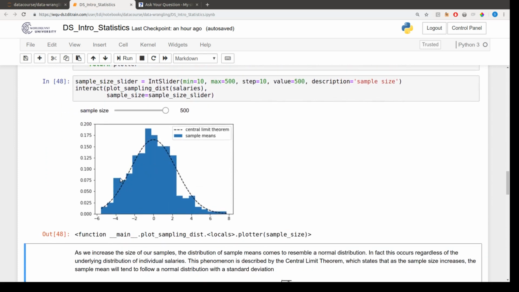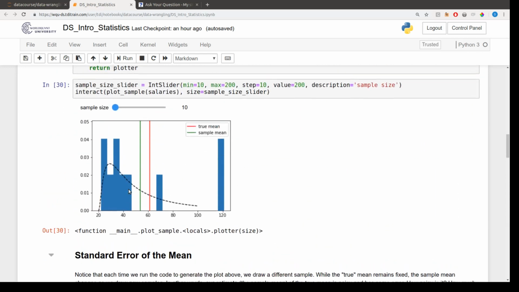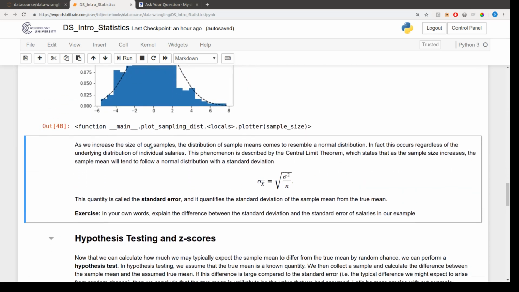The central limit theorem tells us that the probability distribution that describes the sample mean is a normal distribution. And it will have a mean, it's centered around the true mean. And the standard deviation is given by this quantity.